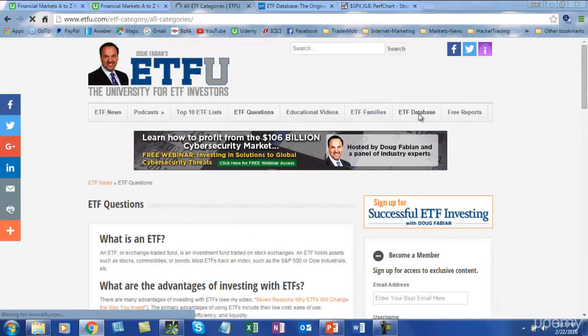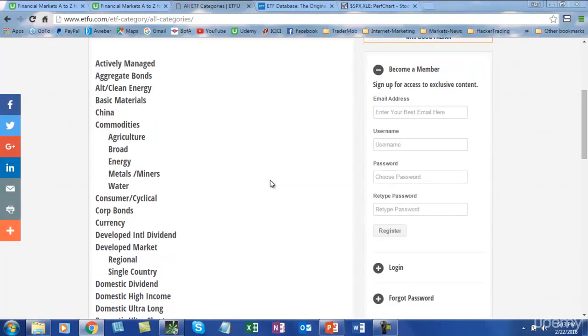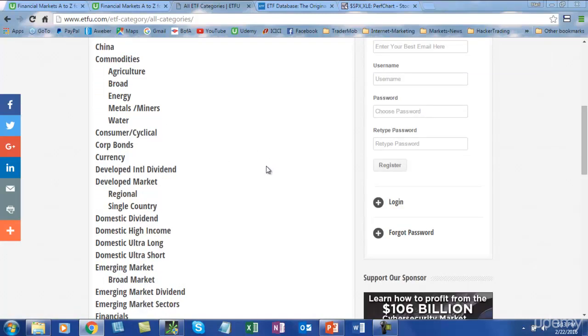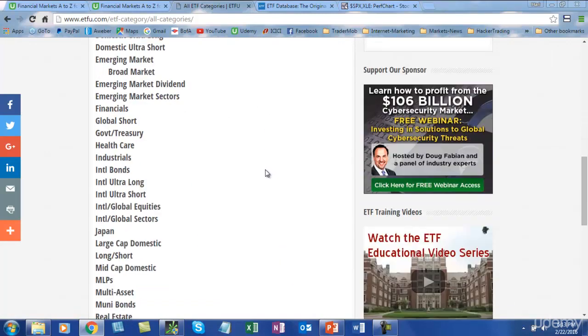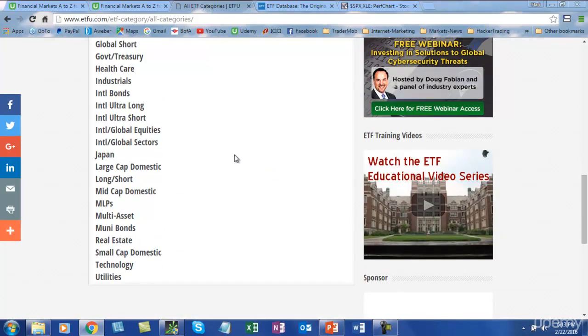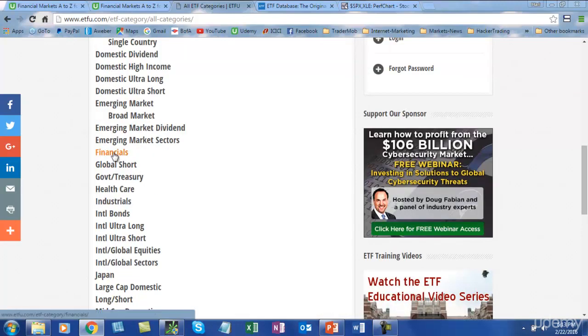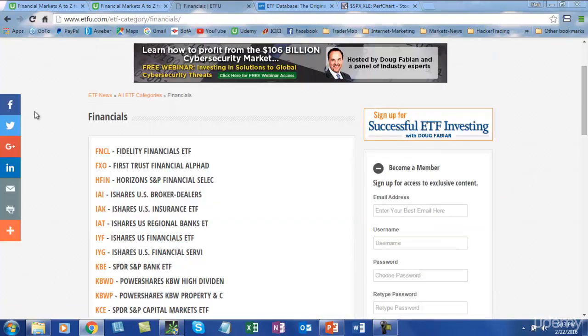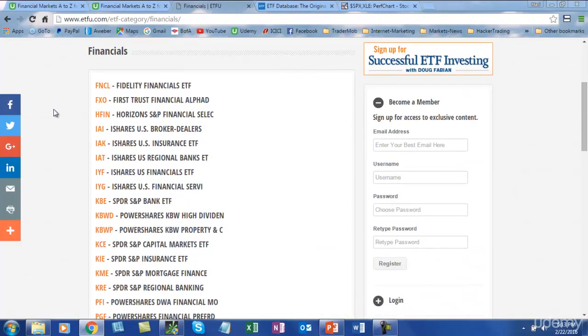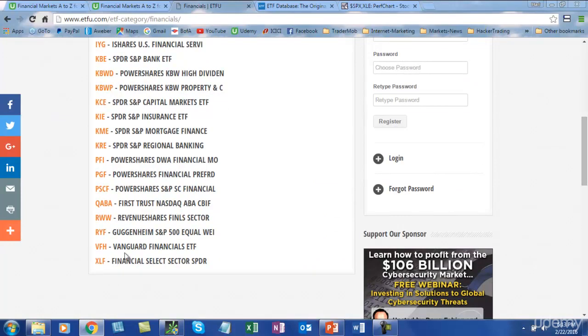If you go and look at the ETF database, you can see that there are actively managed ETFs, bond ETFs, alternative clean energy, basic materials, China, commodities. You have pretty much every kind of ETF possible to target any part of the world, any country, any asset class. So much flexibility with ETFs. So let's take a look at financials, and you'll see that the main ones are listed here. The main sector ETF, of course, is the XLF. So let's go take a look at XLF.